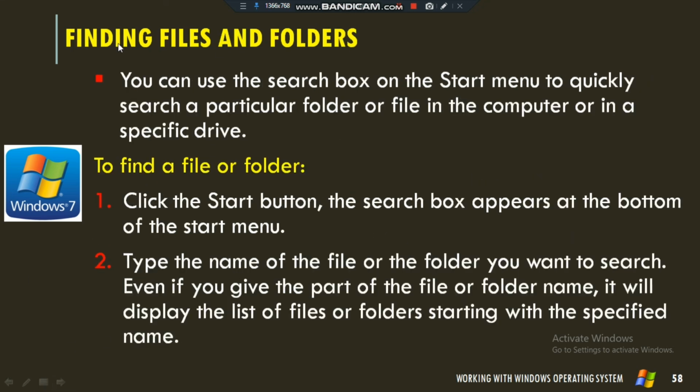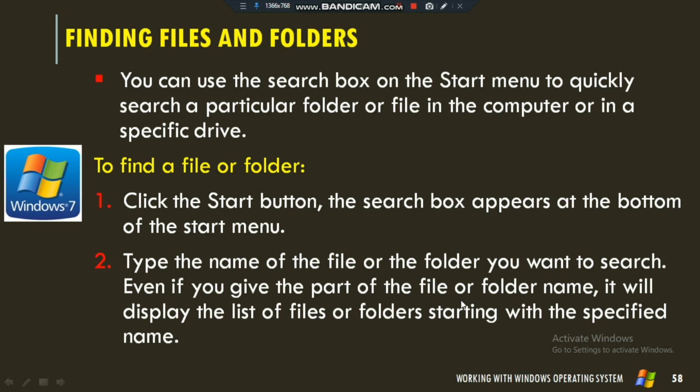So now you can see how to find your files and folders in the Windows operating system. You can use the search box on the Start menu to quickly search for a particular folder. How can we find them? By using the search box in the computer or in a specific drive. To find your files or folders, click the Start button. The search box appears at the bottom of the Start menu. Type the name of the file or the folder you want to search. Even if you give just part of the file name or folder name, if you have forgotten it, it will display the list of files or folders related to that name.